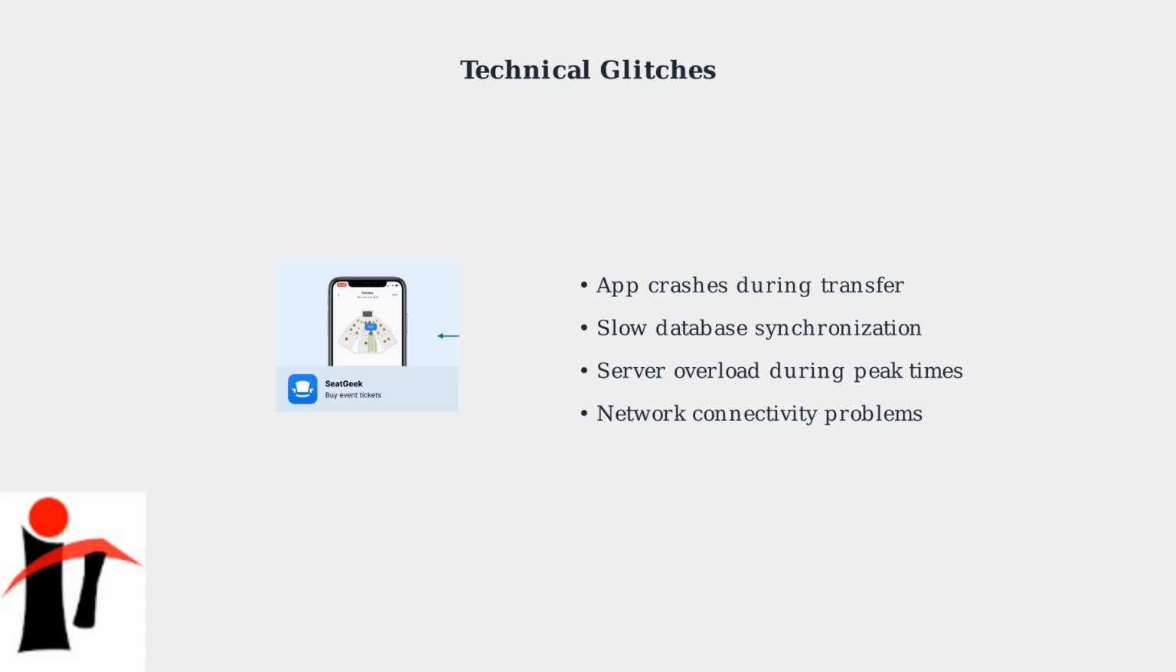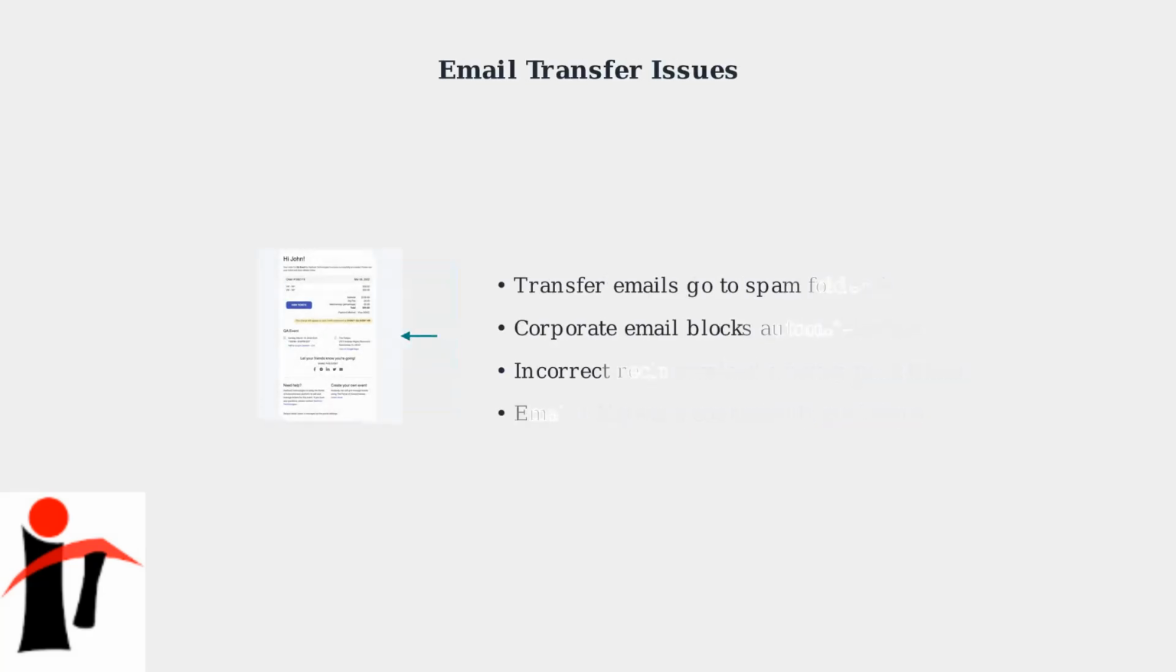Technical glitches are another major culprit. The SeatGeek app might crash during a transfer, or there could be delays in synchronizing data between SeatGeek's servers and the venue's database systems. Email-based transfers have their own set of problems. Transfer emails often end up in spam folders, or corporate email systems might block them entirely. Sometimes it's as simple as typing the wrong email address.